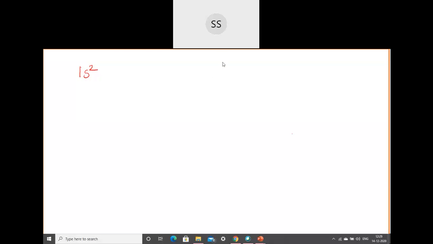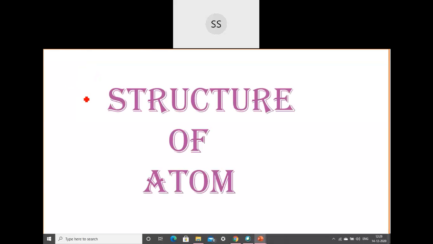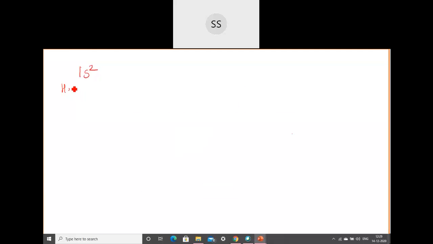If you want, I'll repeat the question. Yes, very good, I've got the answer. I'll repeat the question for others. Helium should be the s block element as per the electronic configuration. The electronic configuration is 1s2, but it is placed in the p block. What is the reason for this?